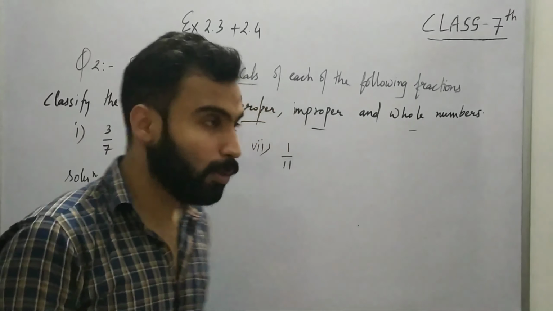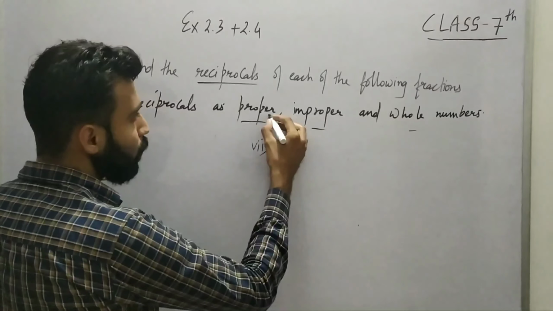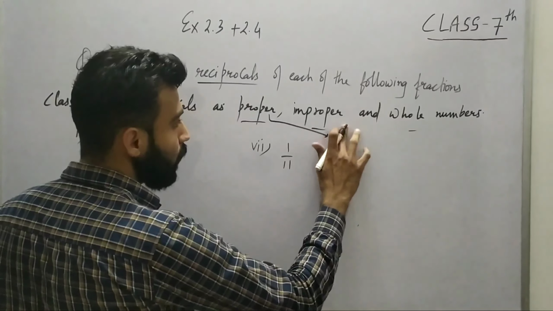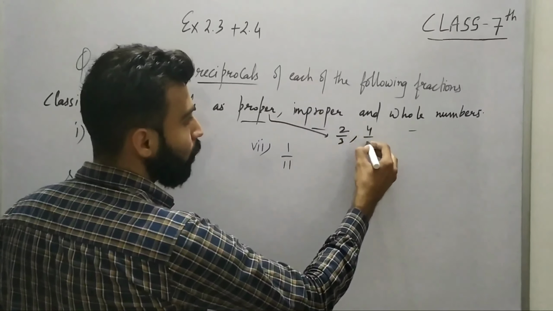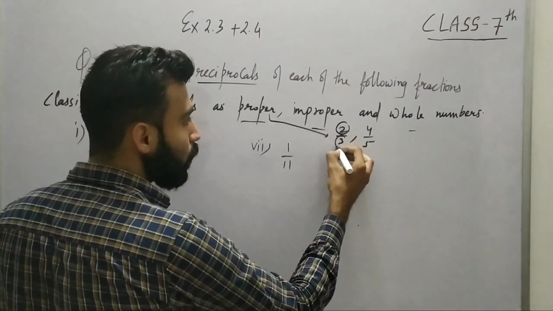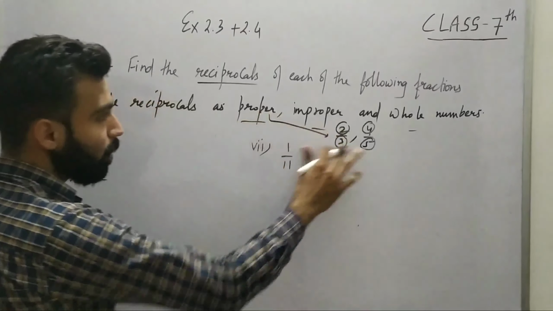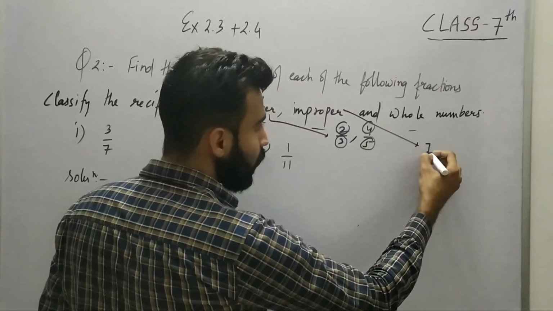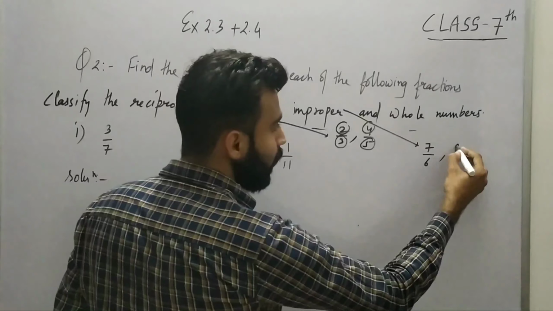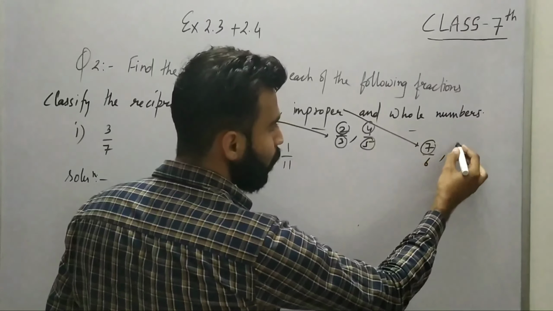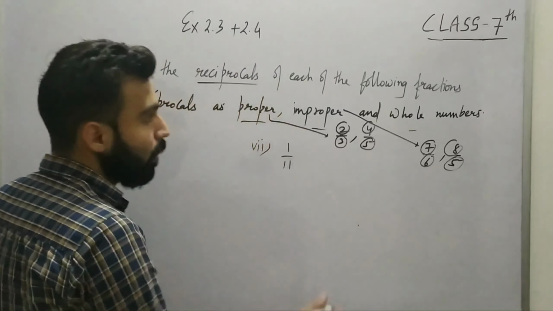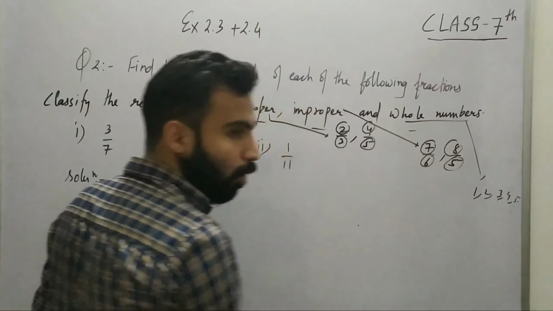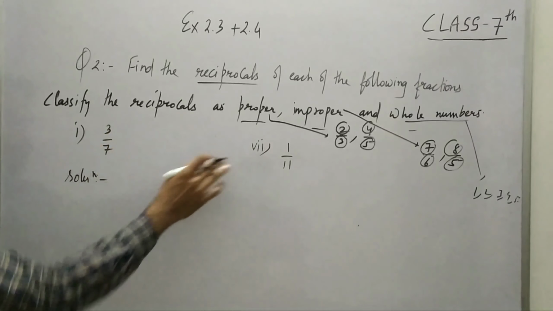So let me just retell you that a proper fraction is one which, like 2 by 3, 4 by 5, has the numerator smaller than the denominator. Right? So these are the proper fractions. Whereas the improper fractions are those which have the numerator greater than the denominator, like these. You can see the numerator is greater than the denominator. Whereas the whole numbers are simple like 1, 2, 3, 4, 5 and so on. Right? So you can see here, these are the 2 parts.